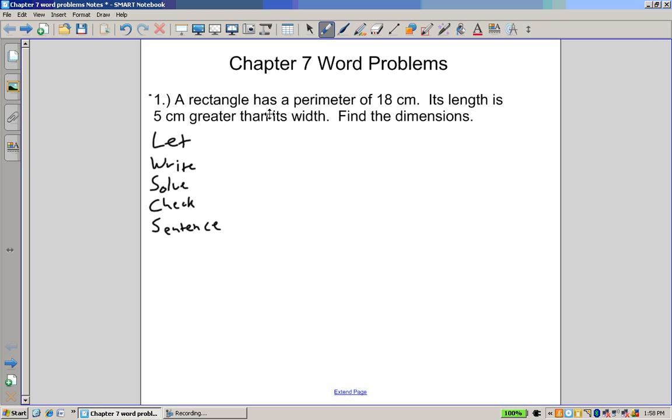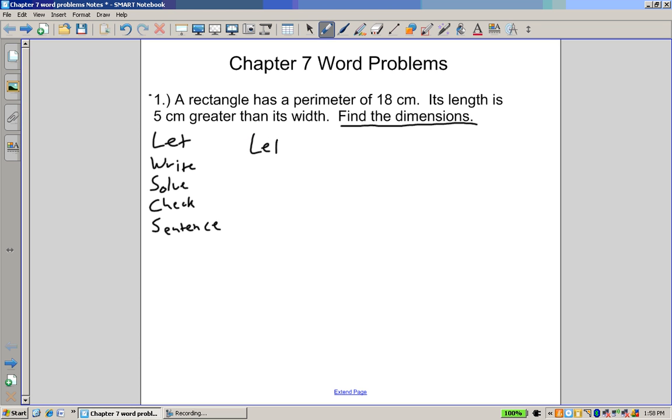A rectangle has a perimeter of 18 centimeters. Its length is 5 centimeters greater than its width. Find the dimensions. Well, we know that if we're dealing with number one, find the dimensions, that's the most important part of the problem. The dimensions of a rectangle are going to be length and width, and they mention it here, length and width.